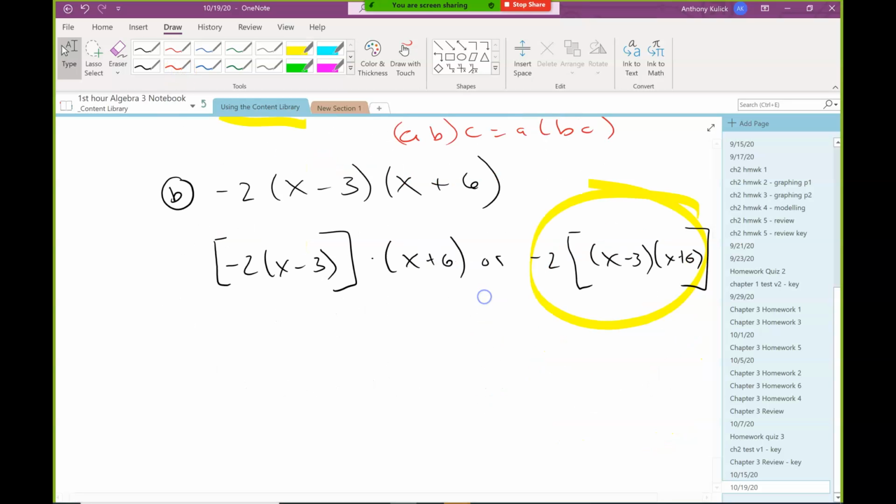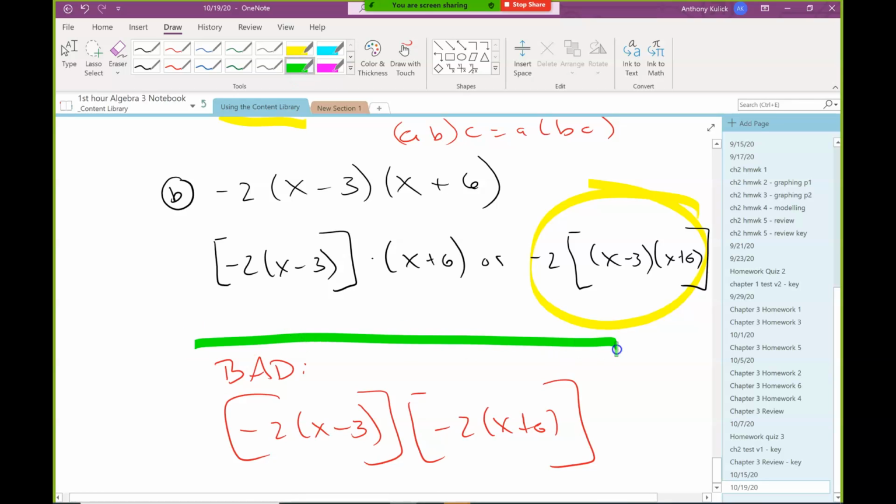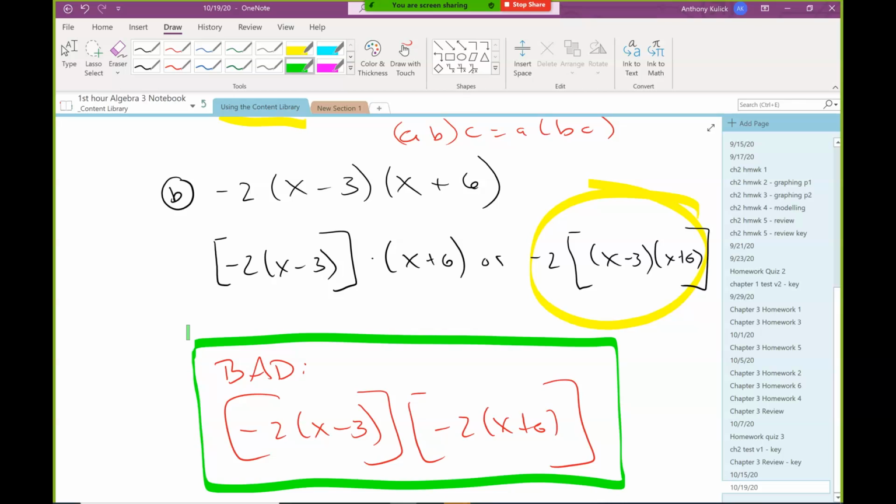As an aside here, what we don't want to do, that I see students do quite commonly, is they do this and multiply the -2 to both sets of parentheses. That's bad. That's not correct. Do not do that. Is everybody okay there? We see why it's bad?